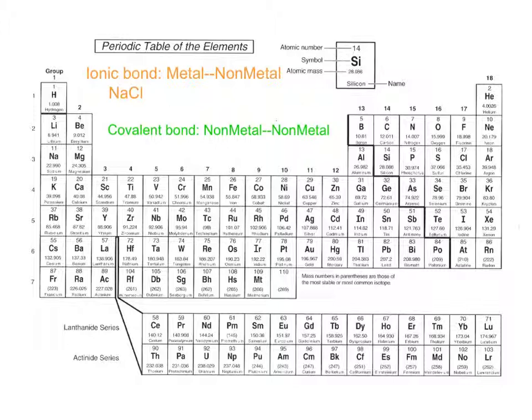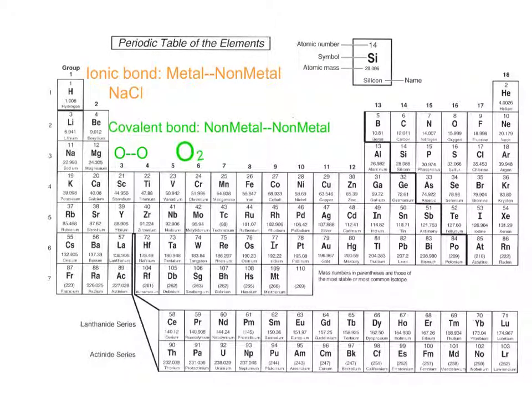On the other hand, we have covalent bonds. Covalent bonds are those between non-metal and non-metal. So when both of the elements are located to the right of this dark line, remember that hydrogen is also a non-metal. You can bring this hydrogen over here. When you have two non-metals together, that is a covalent bond.